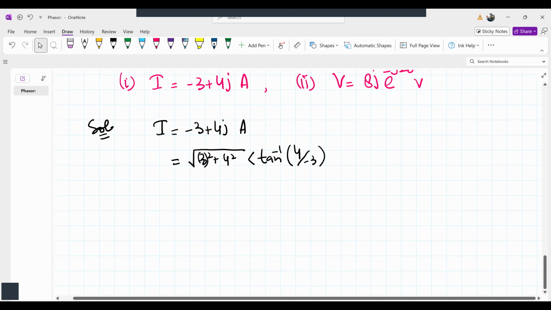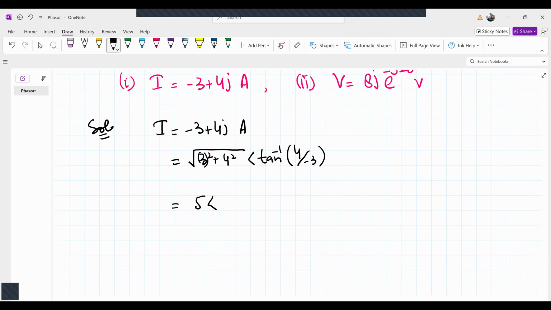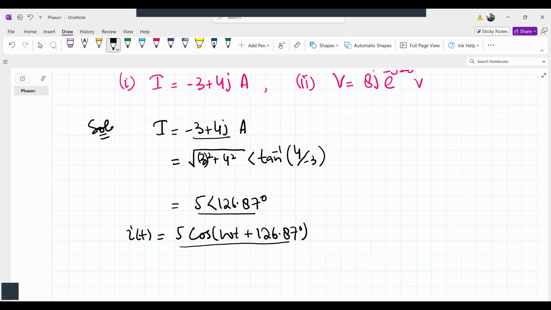So 3 square plus 4 square is under root of 25. Under root of 25 is simply 5. At an angle of tan inverse 4 by minus 3 is 126.87 degrees. So we can write the time domain representation of this as simply 5, that's the amplitude, cosine of, since we don't know the frequency, we'll write omega t plus 126.87 degrees. This is the time domain representation of the given phasor.